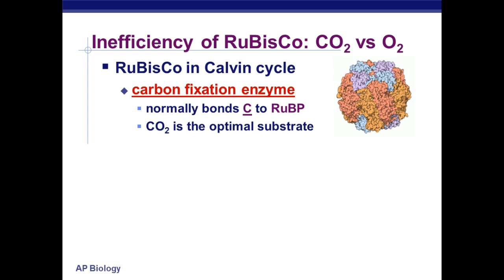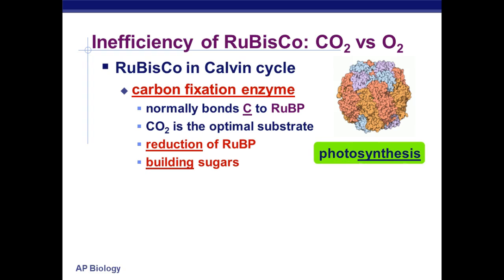Creating an intermediate molecule that gets broken down in a couple steps and ultimately will produce carbon molecules that can be used to synthesize sugars, glucose. Carbon dioxide is the optimal substrate for Rubisco to use in the process of the Calvin cycle. So it will reduce RuBP by adding the carbon. This will, again, in the end, result in us building sugars. All good. That's what we want from photosynthesis.